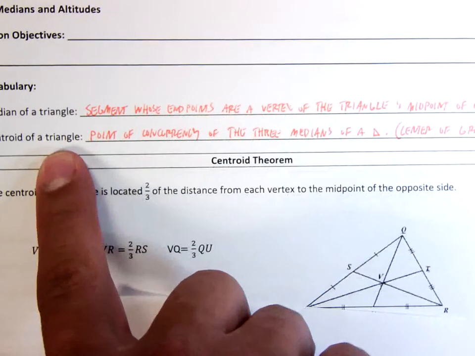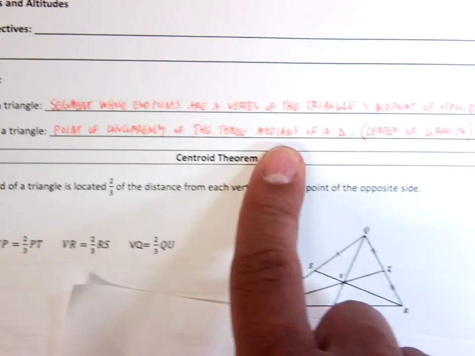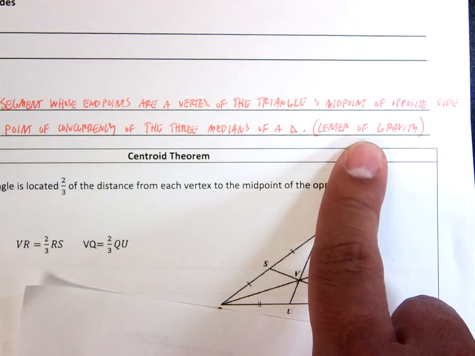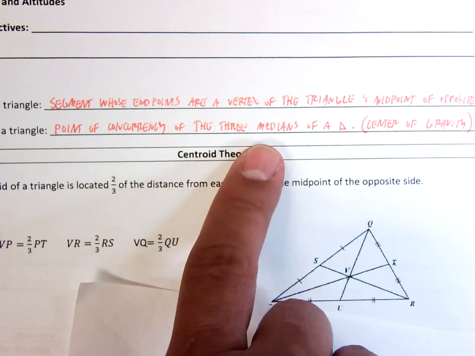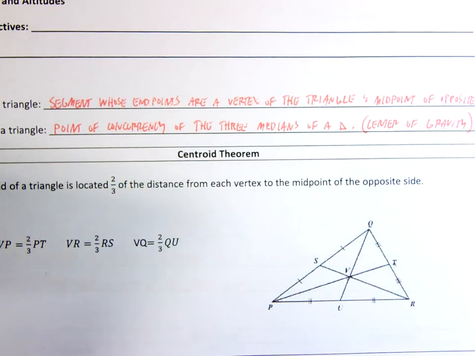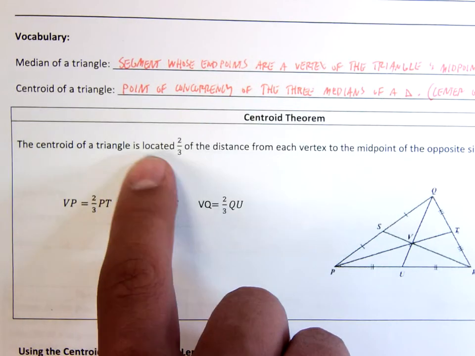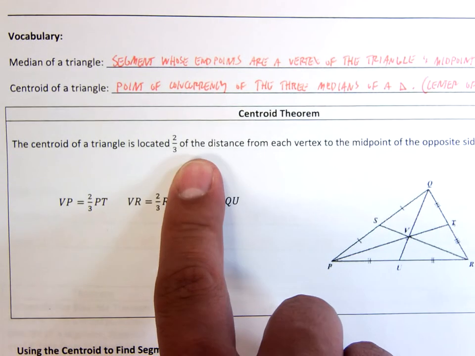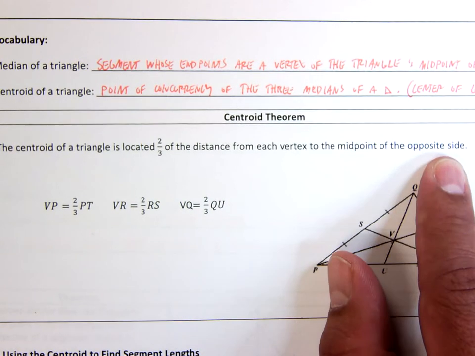The centroid of a triangle, another point of concurrency, is where the three medians meet. We also call this the center of gravity. What's different about a centroid? Notice the centroid of a triangle is located 2/3 of the distance from each vertex to the midpoint of the opposite side. Kind of a mouthful.